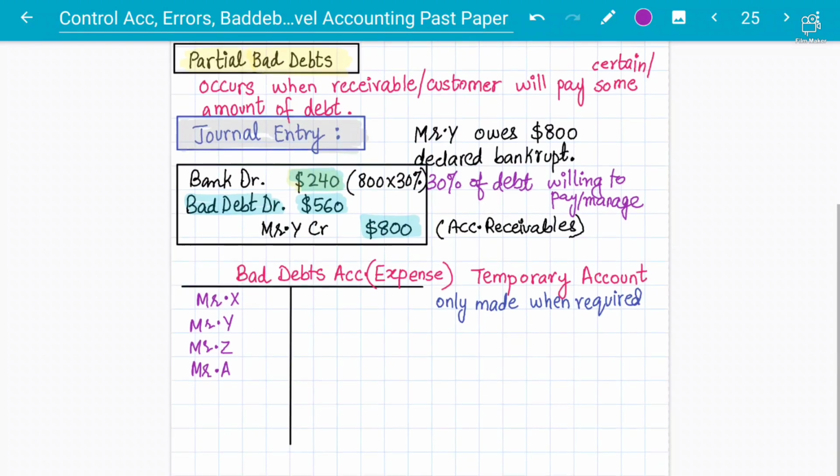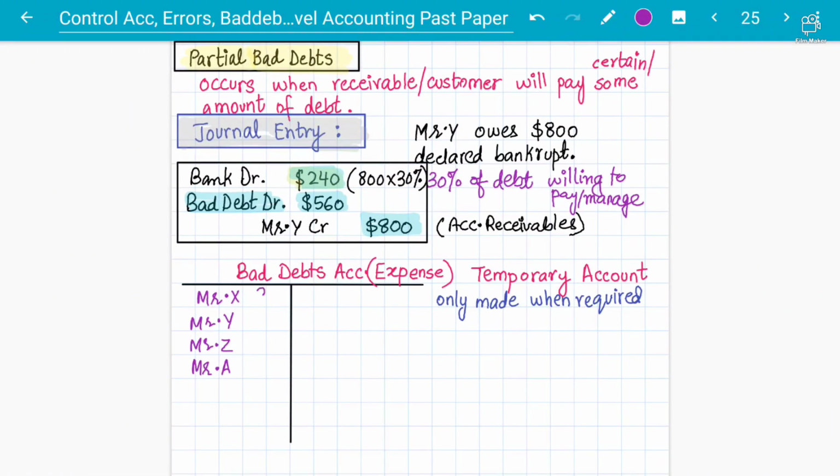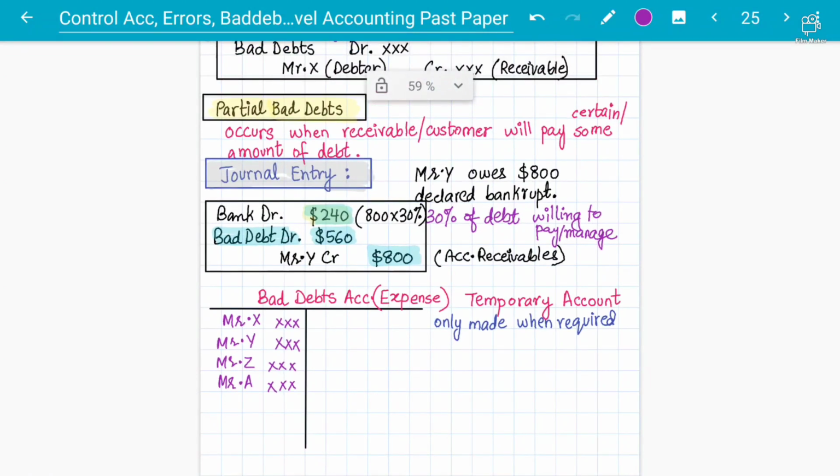Let's say that we already know how much Mr. Y owed. Mr. Y's bad debt was $560, and there is some amount for the others as well. Different debtors will have different amounts that they owe and that become bad debts. So you are going to add all of these amounts and transfer them to the income statement.